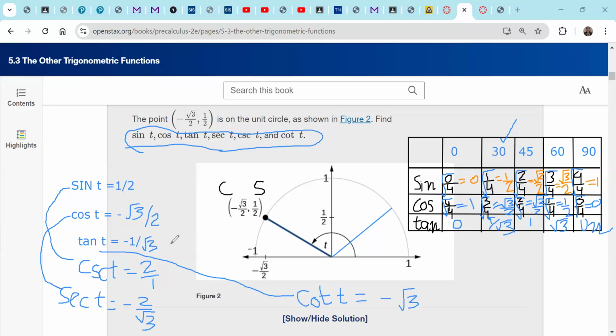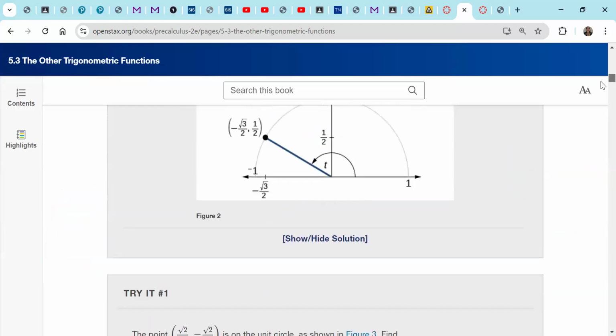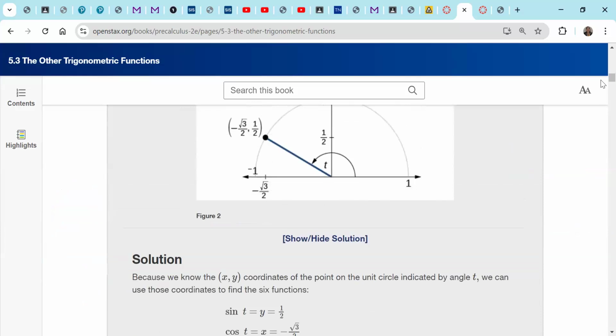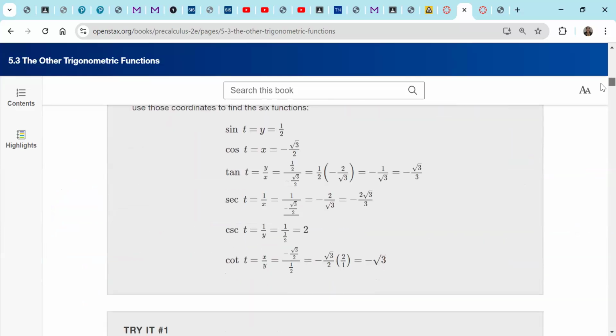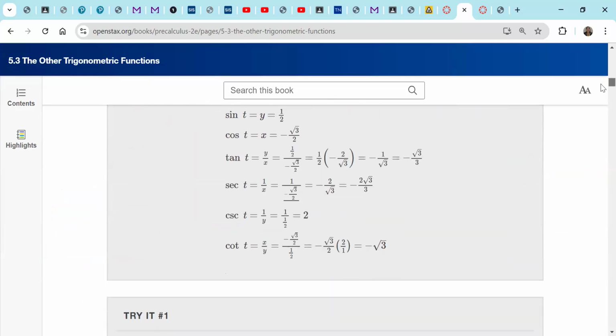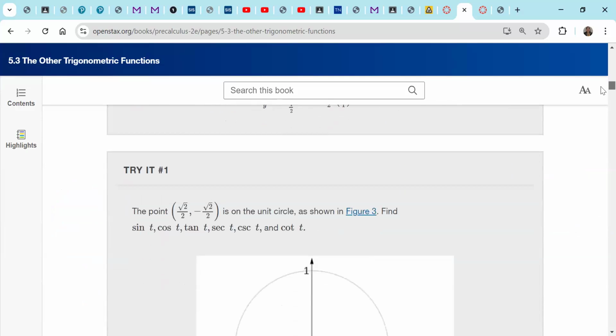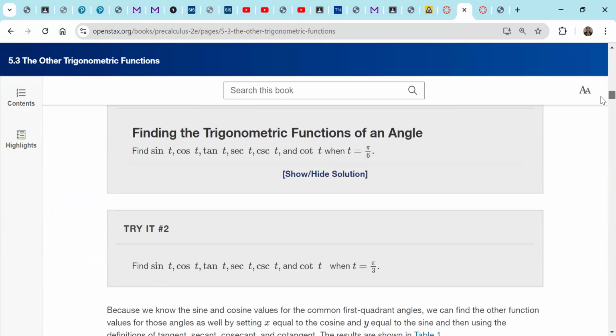Okay, about to erase this and take us forward. As we scroll down, the solution is also present right here in your book, so you may reread it and rethink and re-energize yourself with the information on this question.